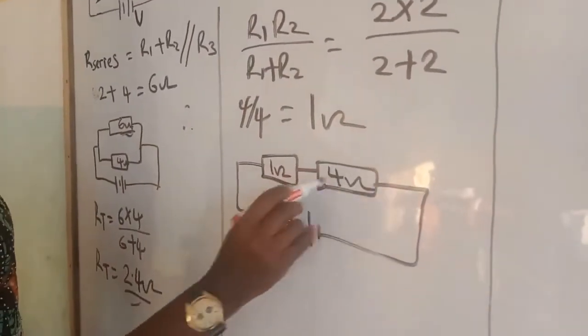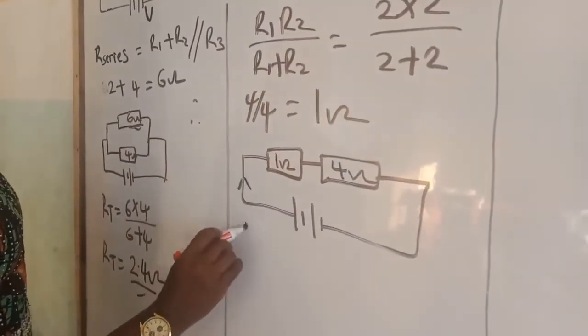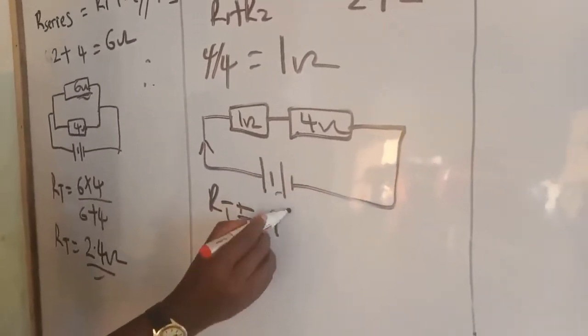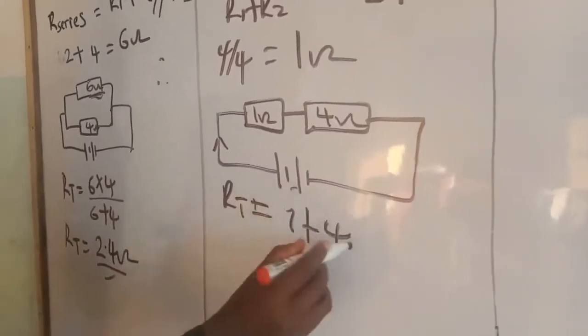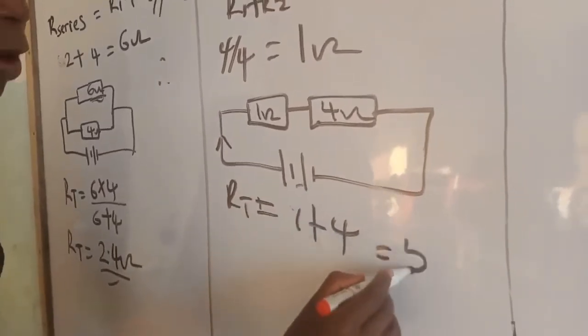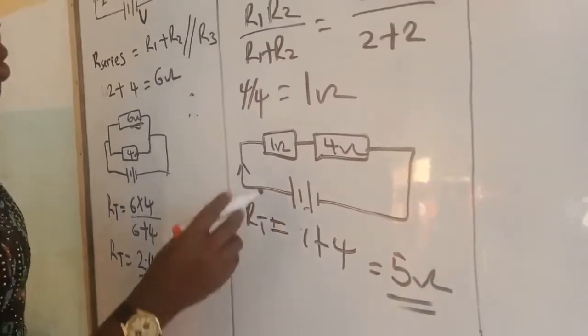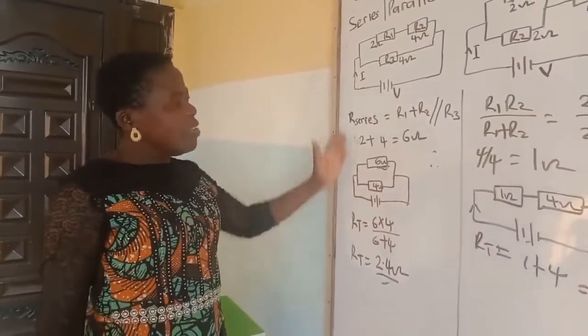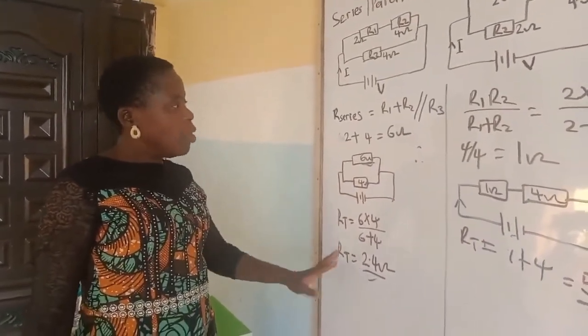Our 4 ohms that was there before, we now have our RT equals 1 plus 4. That is equal to 5 ohms. So the total resistance for this is 5 ohms. The total resistance for this is 2.4 ohms.